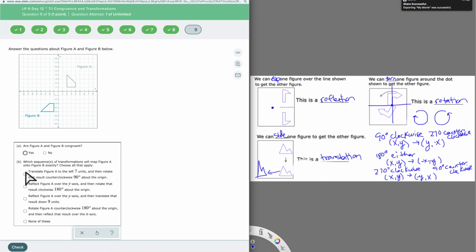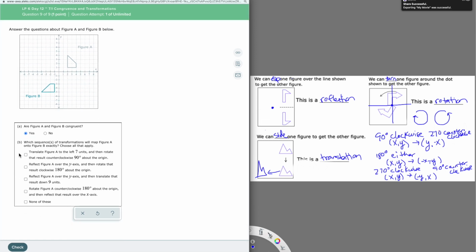So are figure A and figure B congruent? So these look to be the exact same figure that we were just looking at. 3, 2, 1, 3, 2, 1. We have a slope of 2 to 2. We have a slope of 2 to 2. So that does look perfect. They are congruent, same size and shape. So now we need to figure out if these will result in the same figure.